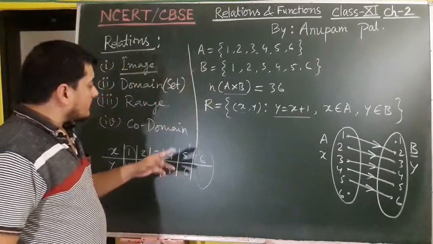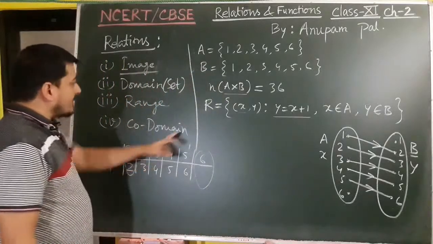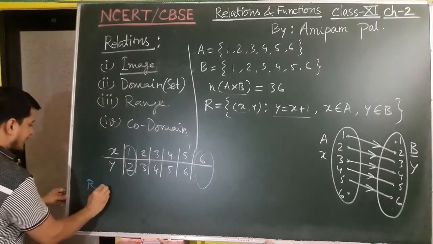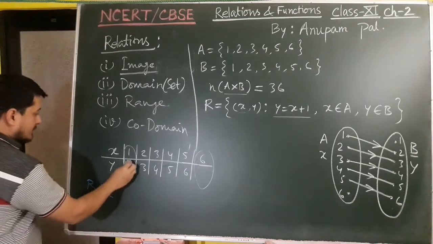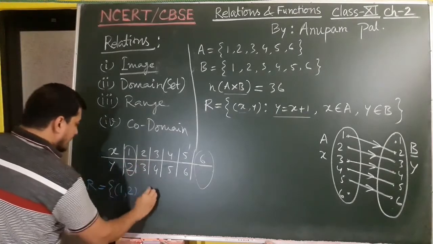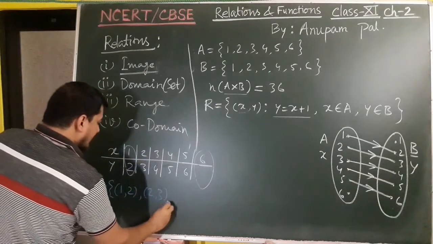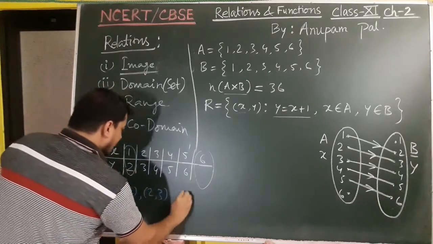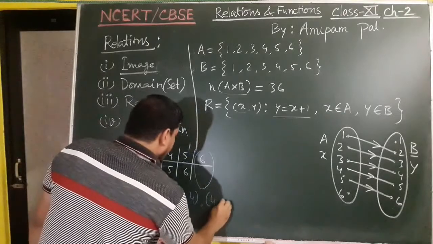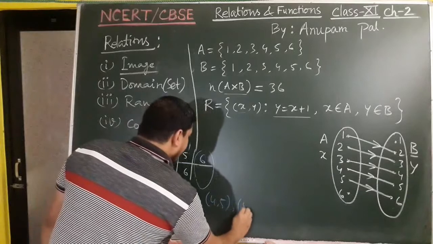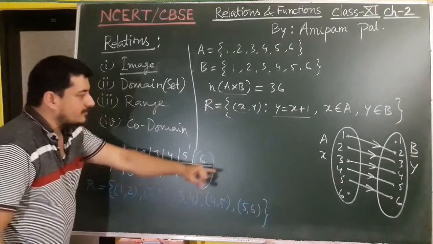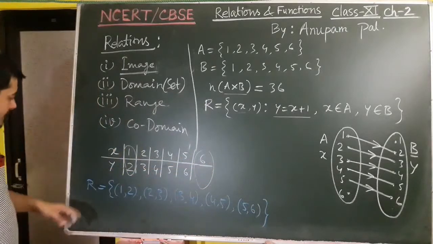So what is the relation? If I want to write this relation, what will it be? So I can write the relation from here. First it is 1, 2. Then it is 2, 3. Then it is 3, 4. Then it is 4, 5. Then it is 5, 6. So till this point. 7 is not there, so that is why you shall not write it. So this is the relation.